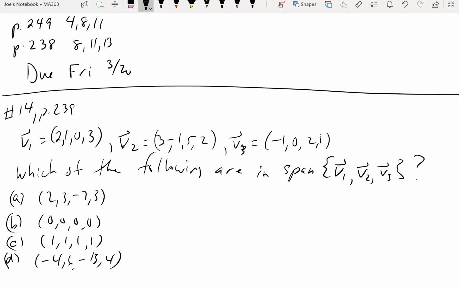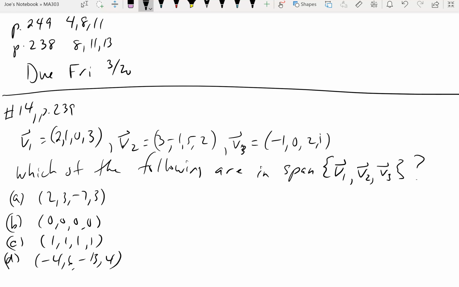Just to remind you what we mean by span, the span of a set of vectors is the set of all linear combinations that you can make from those vectors. So pick any constants that you want. Take any constant times V1, any constant times V2, any constant times V3, add it together. That's in the span of those vectors. So it's the set of all linear combinations of the vectors.